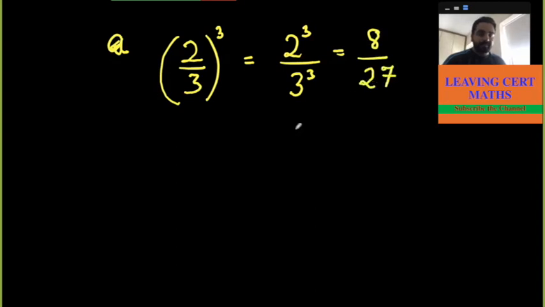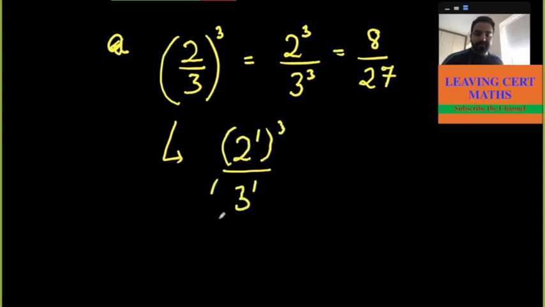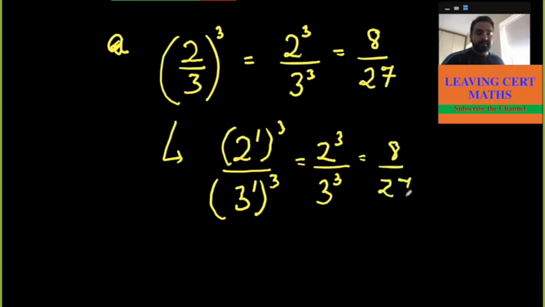You can do this one in a different way if you want, just to understand. Can I write 2 to the power 1 and 3 to the power 1, all to the power 3? You know, power raised to power. So 1 multiplied by 3 will give you 3, and 1 multiplied by 3 is your 3. So this will give you 8. This will give you 27.